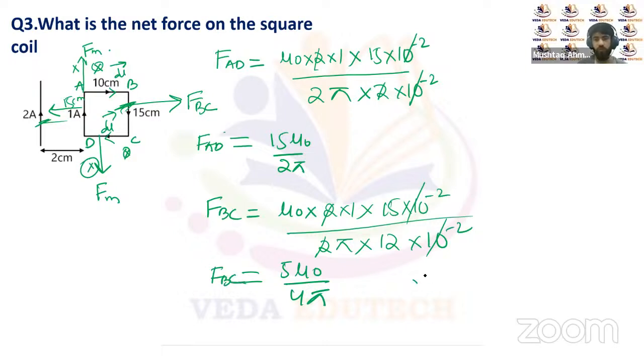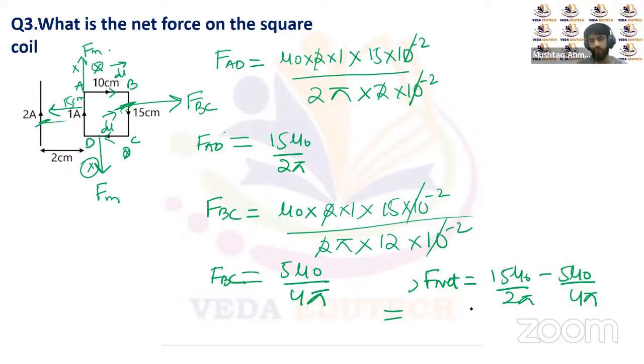So the net force F_net will be the subtraction of the two forces, right? That will be 15 mu naught upon 2 pi minus 5 mu naught upon 4 pi, right? So the net force will be equal to 25 mu naught upon 4 pi, right? So this will be the net force acting on this coil, right? 25 mu naught upon 4 pi.